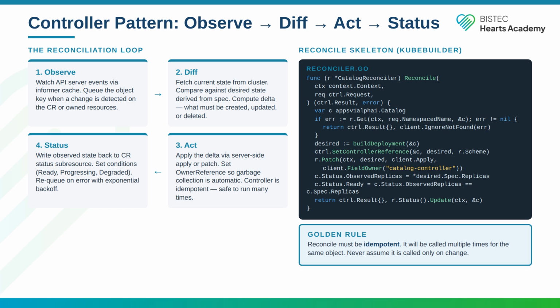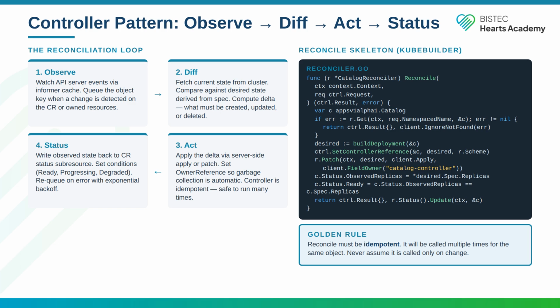The reconcile function will be called many times, on every watch event, on resync intervals, and on error requeue. If it is not idempotent, you have a production incident waiting. In the status phase, the controller writes observed state back via the status subresource, sets conditions for ready, progressing, and degraded states, and requeues with exponential backoff on error. The backoff matters. A fast retry loop on a failing reconcile can saturate the API server.